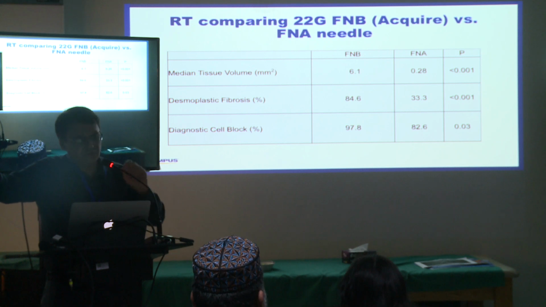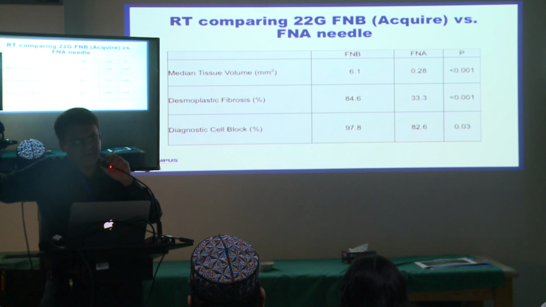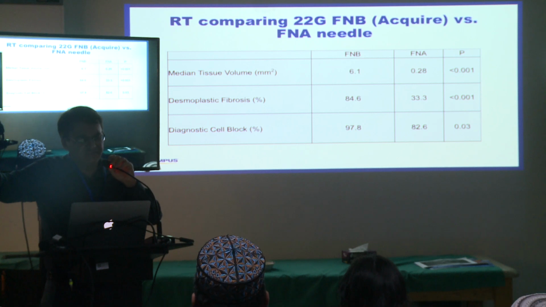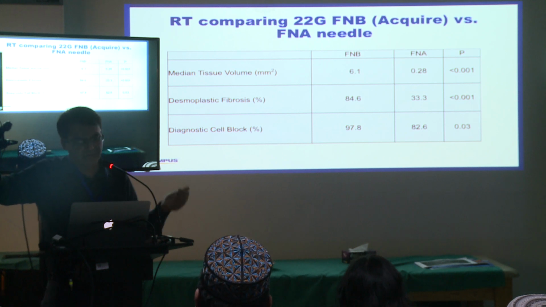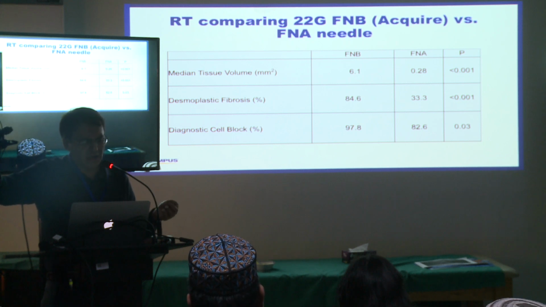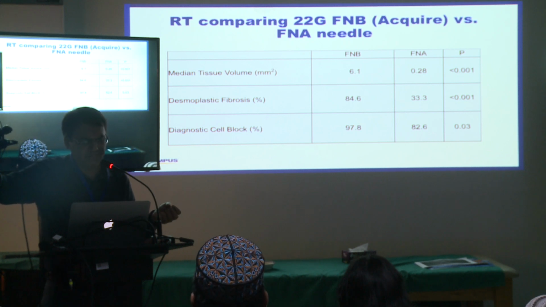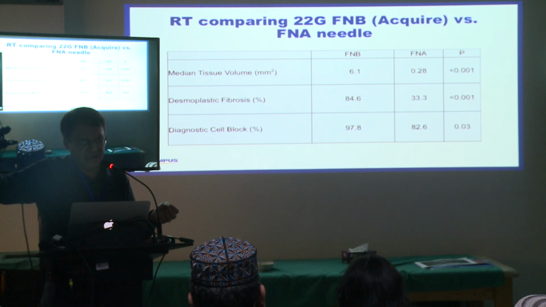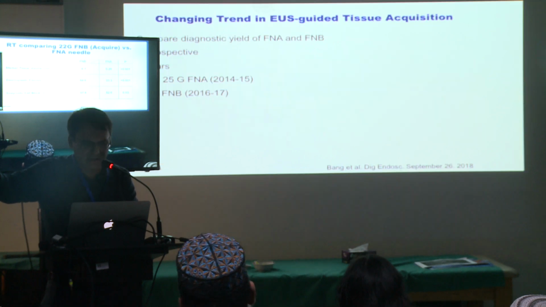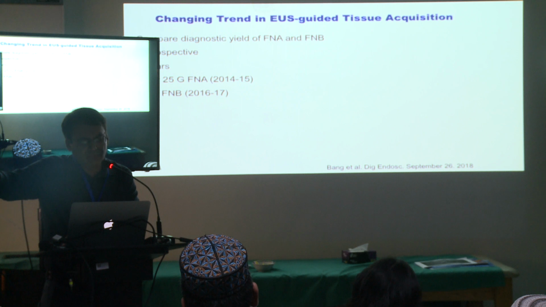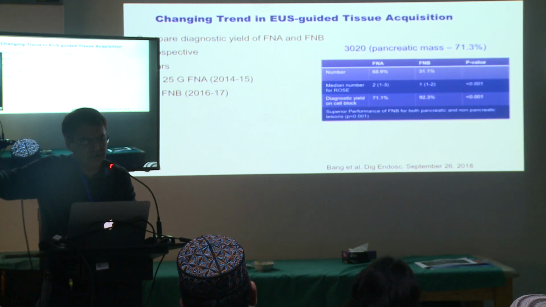Yep. So this was one of the studies we did, 22 gauge FNB versus FNA needle. Bottom line was that the tissue volume was much better with the FNB needle as compared to FNA. And again, it's for the same reasons, having a core, more desmoplastic fibrosis in the FNB needle as compared to FNA, and also the diagnostic cell block, much more in FNB as compared to FNA needle. This is one of the most recent studies we published.